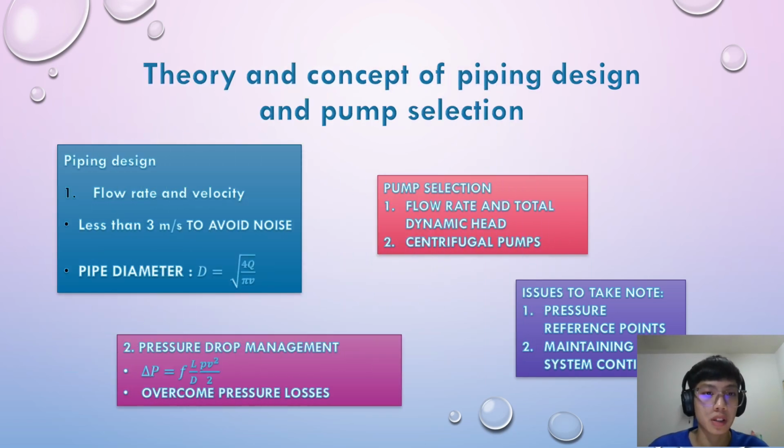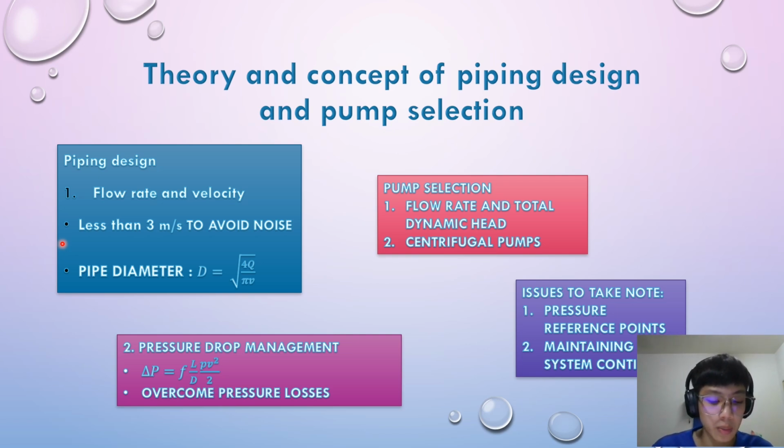My name is Ti Wei Chi. Now, let me talk about the theory and concept of piping design and pump selection. First is the piping design. Designing an efficient and reliable piping system involves adhering to key principles to ensure optimal operation and longevity. These principles include maintaining appropriate flow rate and velocity, managing pressure drop, and addressing temperature change.